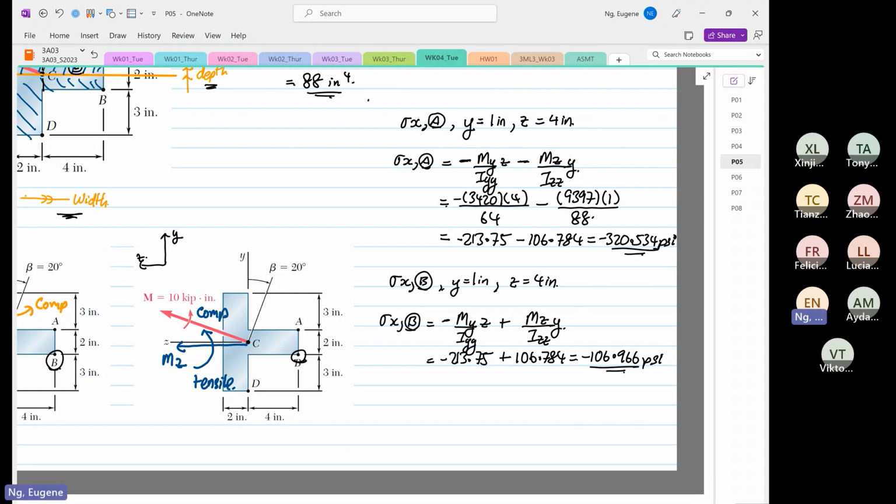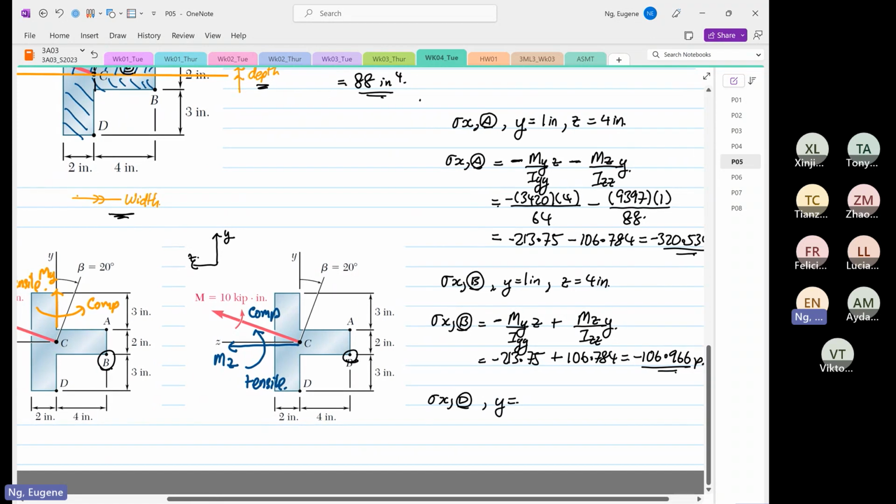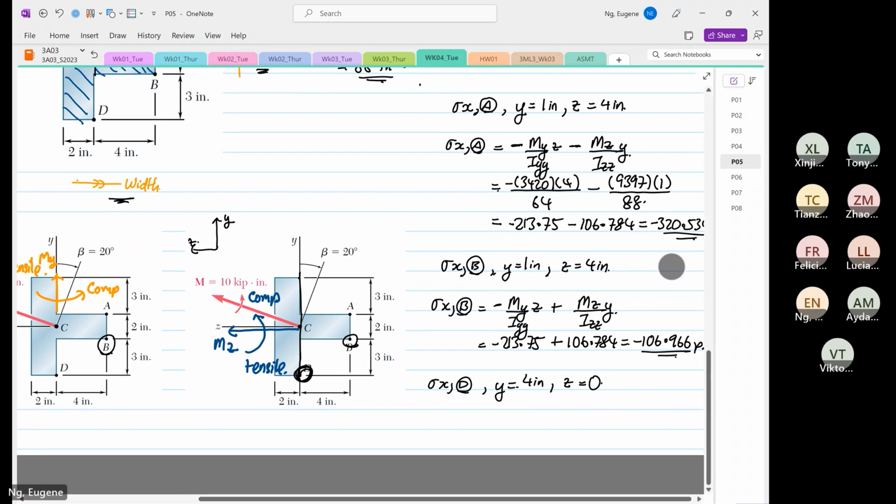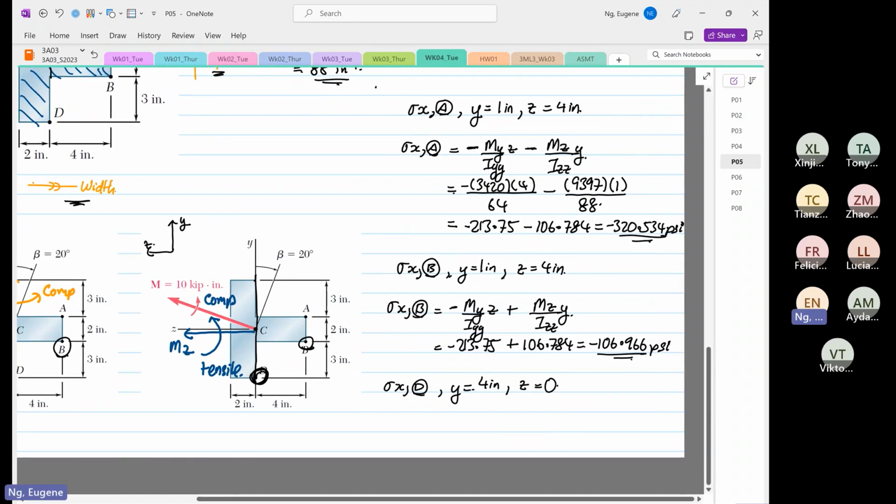And finally, stress X at point D. So Y at point D, the Y distance is 4 inches. However, the Z, if you look at point D, the Z distance from the centroid is equal to 0, because D and the y-axis, which is the centroid, are at the same point. So Z is equal to 0.